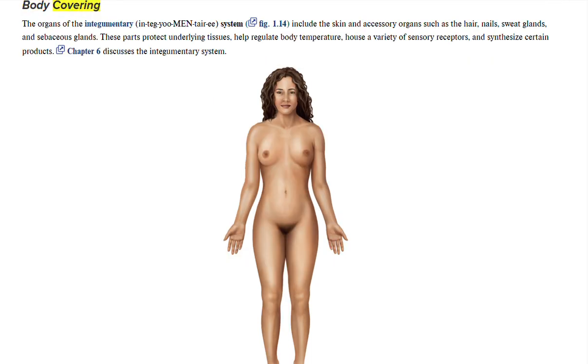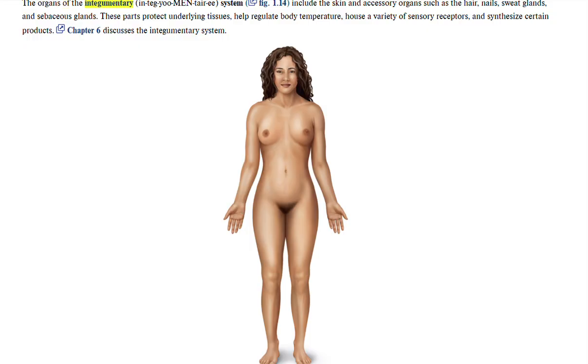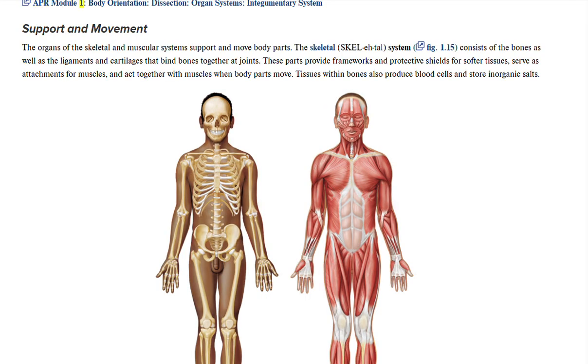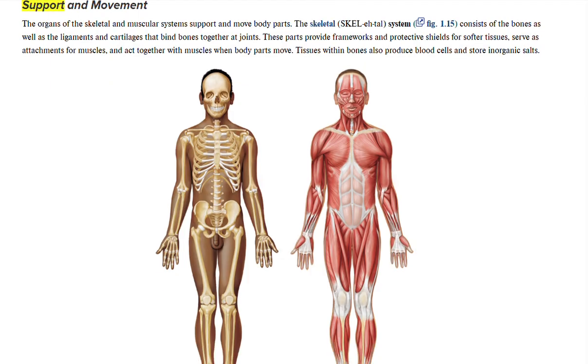Body covering. The organs of the integumentary system, figure 1.14, include the skin and accessory organs such as the hair, nails, sweat glands, and sebaceous glands. These parts protect underlying tissues, help regulate body temperature, house a variety of sensory receptors, and synthesize certain products. Chapter 6 discusses the integumentary system. APR Module 1, Body Orientation, Dissection, Organ Systems, Integumentary System.